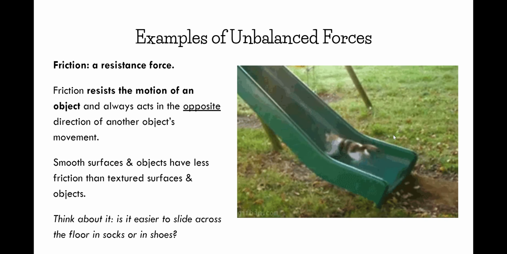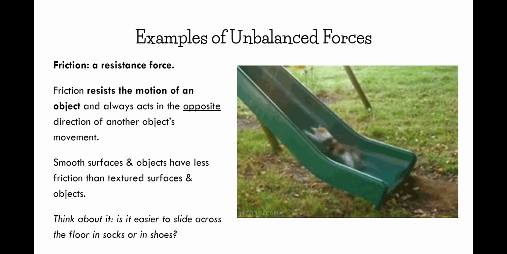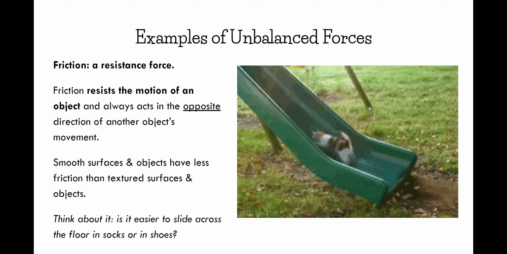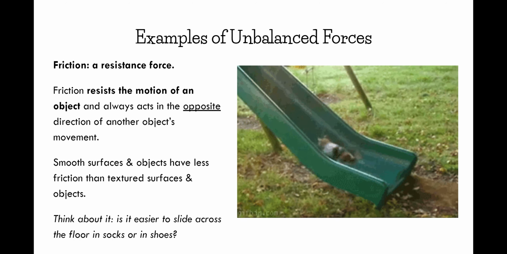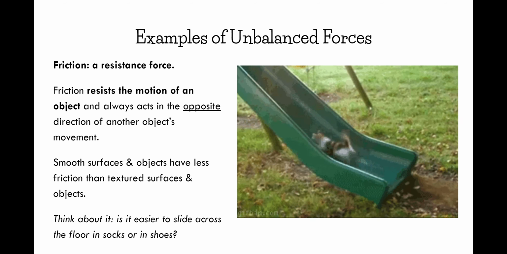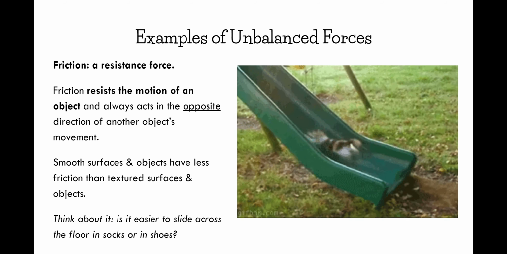Here are some examples of unbalanced forces in your everyday life. So friction is a huge unbalanced force. You experience friction all the time. Friction resists the motion of an object. Whatever the motion is, friction goes against it. So imagine an arrow going in the opposite direction of whatever direction you're going in. It always acts in the opposite direction of another object's movement. Smooth surfaces and objects have less friction than textured surfaces. So like a slide or something like that. The smoother it is, the less friction there is.